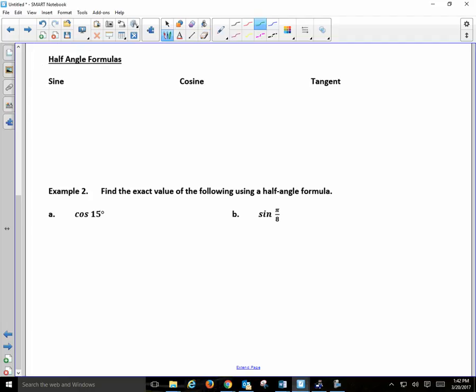Suppose you want to find half of an angle. So, for example, cosine of 15 is the same as cosine of 30 over 2, right? That's 15 is half of 30. Well, we have a way of finding formulas for that. And again, I'm not going to show you how we derive each one. You just have to trust me.